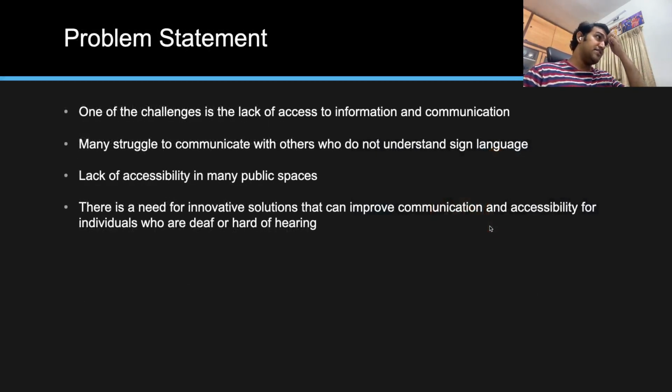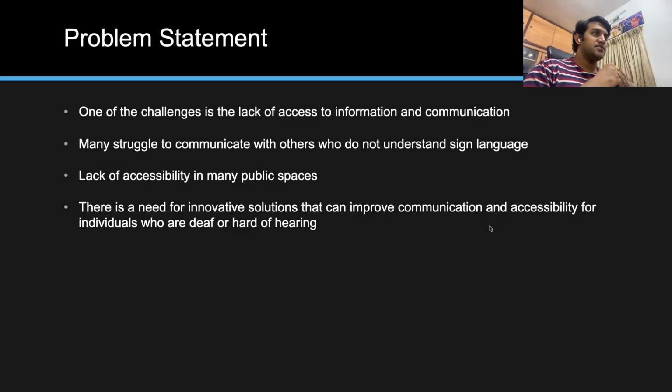So the problem statement here is that sign language has a lack of access for information and communication. Even though sign language is commonly used, not many people have the knowledge on how to do sign language. Basic things can probably be learned through experience, but the actual knowledge like A, B, C, D, all the collective verbs and movements is not generally known to the public unless they are hearing impaired or have a hearing disability.